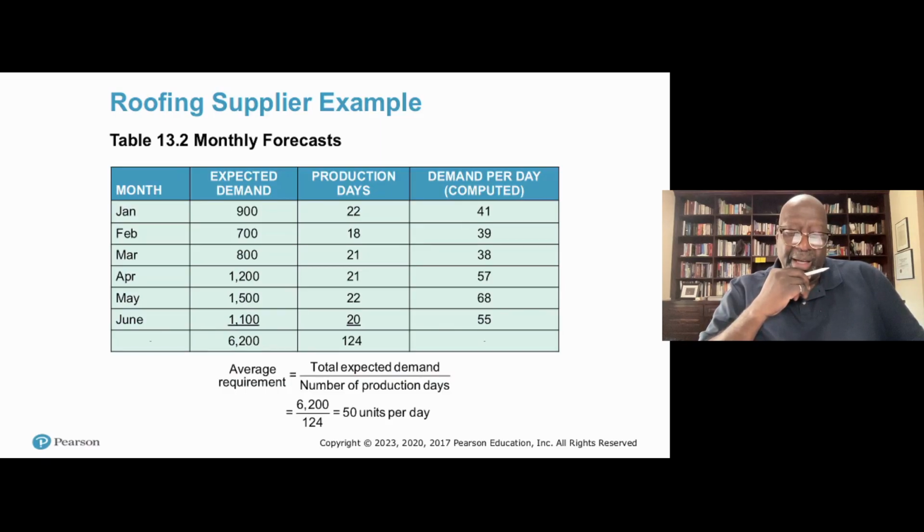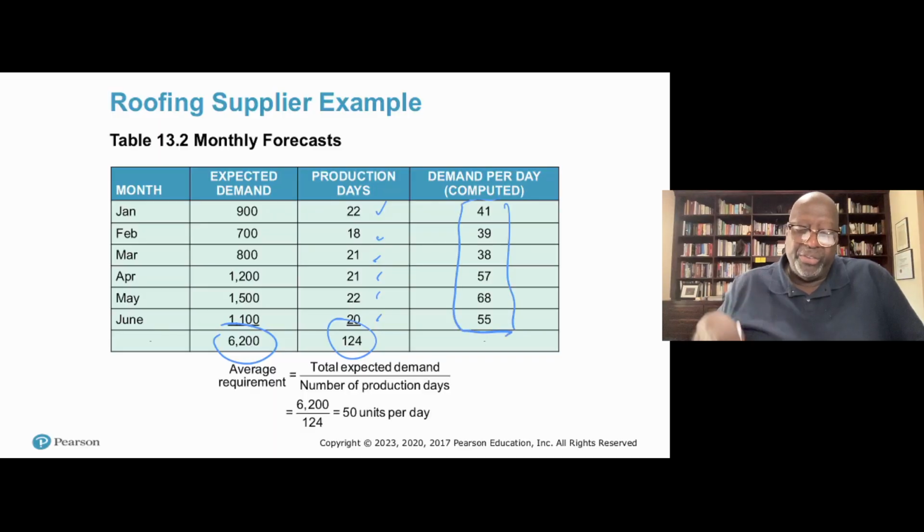Here is a case where we have the demand for the next 6 months for a roofing supplier. The expected demand is 900 in January, 700 units in February, March, and so on, for a total of 6,200 units. If we look at the number of production days available in each period, it adds up to 124 days. So we could actually determine the daily demand, right? And you could see that the daily demand fluctuates.